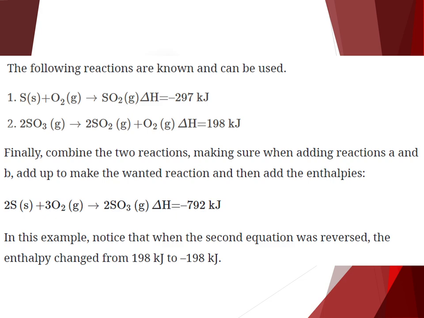Finally, we're going to combine the two reactions, making sure when adding reactions A and B that they add up to make the desired reaction, right? The reaction that we're trying to solve the enthalpy for, and we can add the enthalpies that we've been given. And so in this example, we notice that because the second equation was reversed, the enthalpy changed from positive 198 kilojoules to negative 198 kilojoules. So when we add these values, right, double the first enthalpy and then reverse the second enthalpy, they add up to negative 792 kilojoules, meaning 792 kilojoules leaving the system.